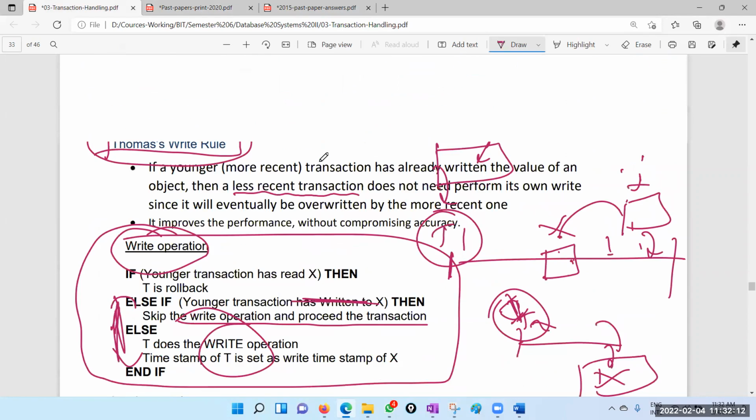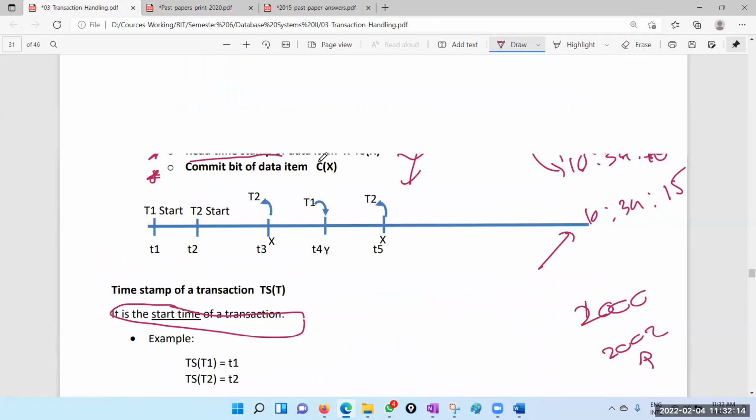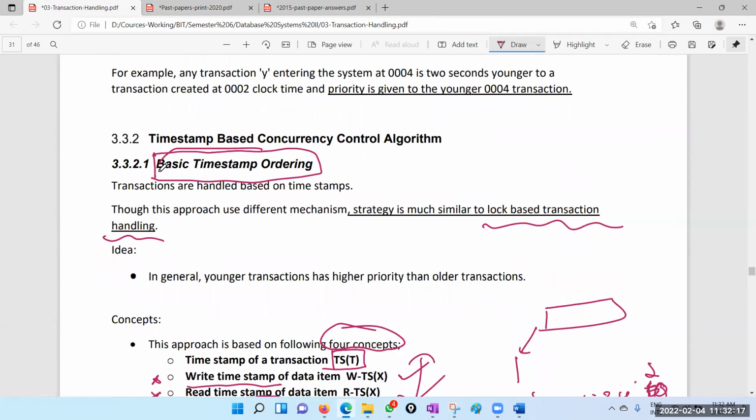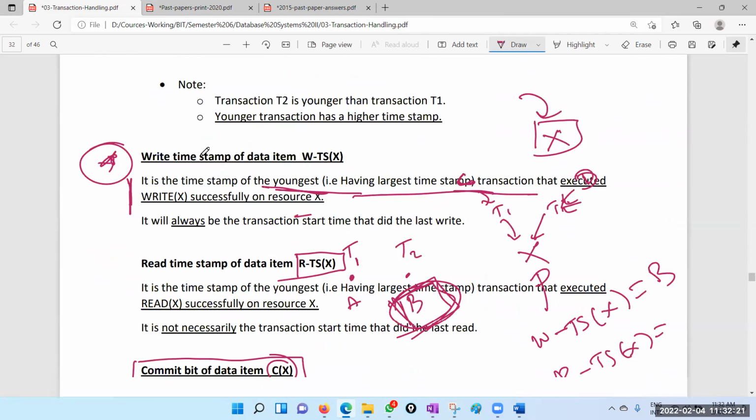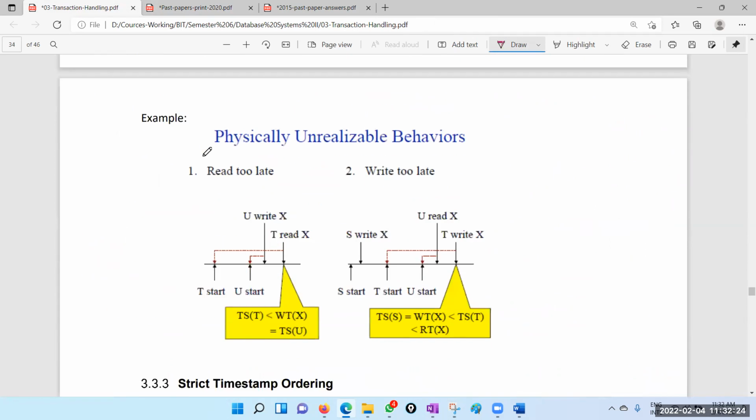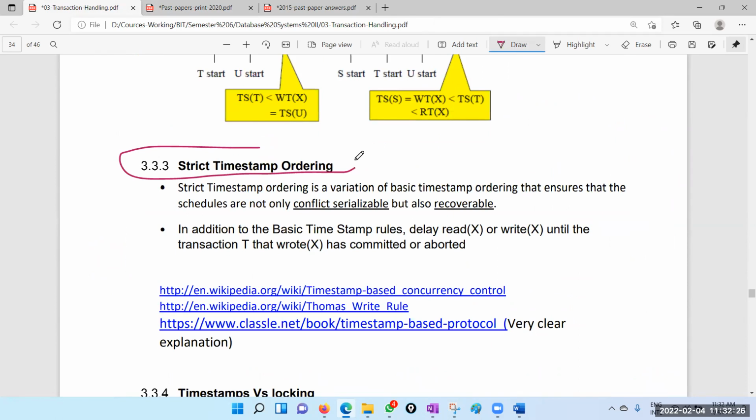Right. So what we discussed was the basic timestamp ordering. There's a variation of this approach called strict timestamp ordering. The only difference is, remember we discussed another concept called the commit bit, which we never use, right? The commit bit keeps track of whether the last transaction that wrote to it has committed or not.